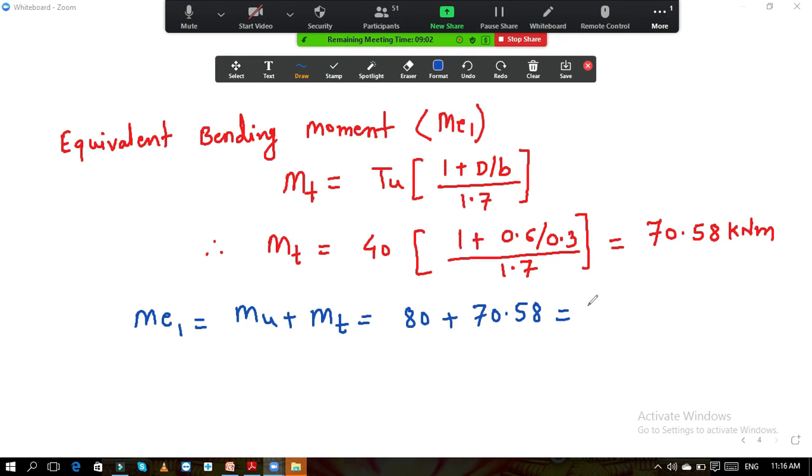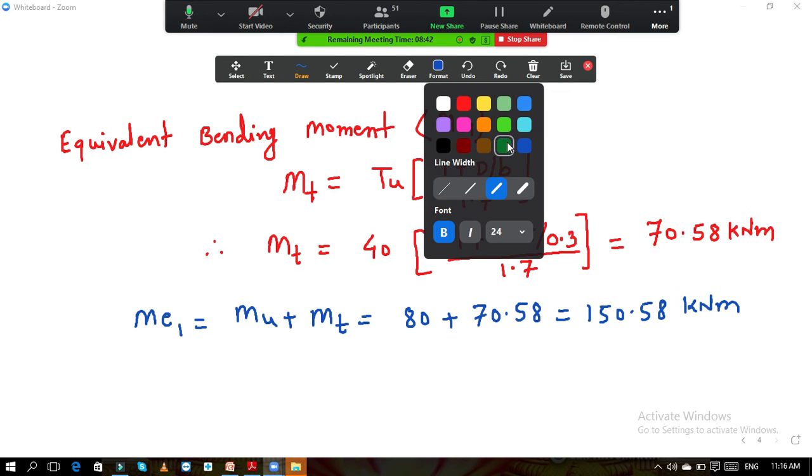150.58. Okay. The answer is 150.58 kilonewton meter. Okay. So here you check the value. Who is greater, who is less. Okay. So that it is confirmed for us whether to calculate the ME2 or not.